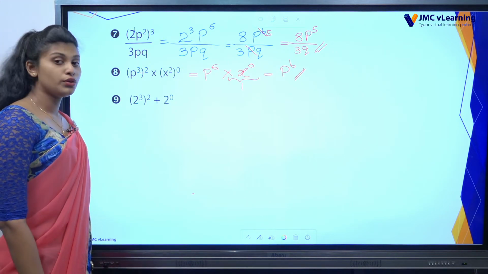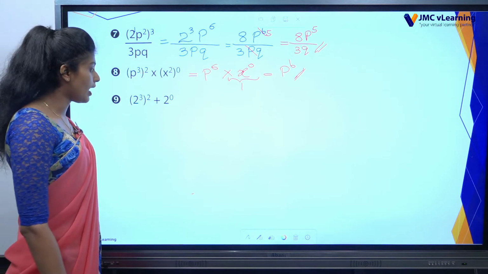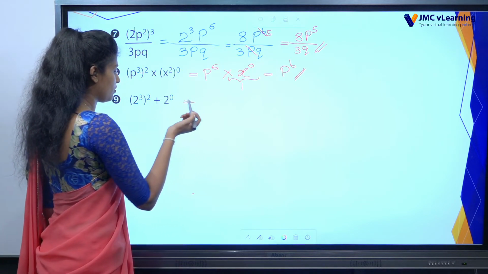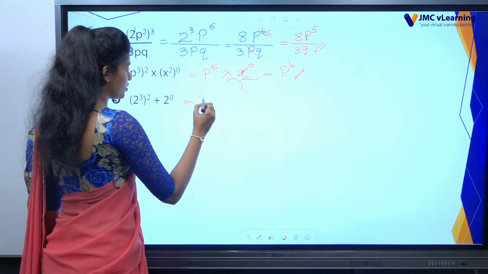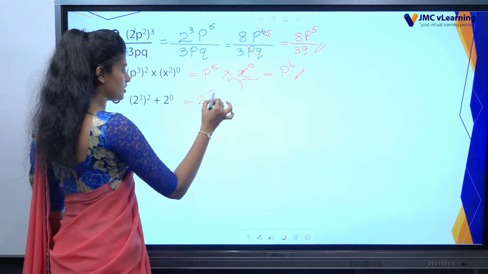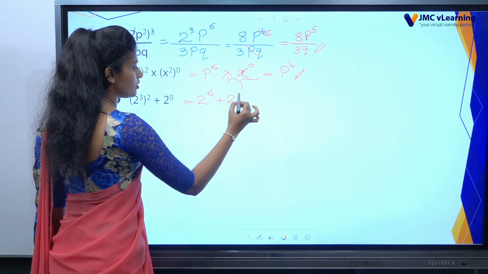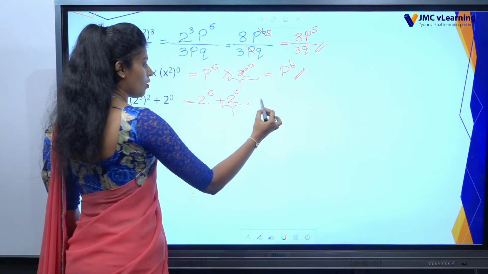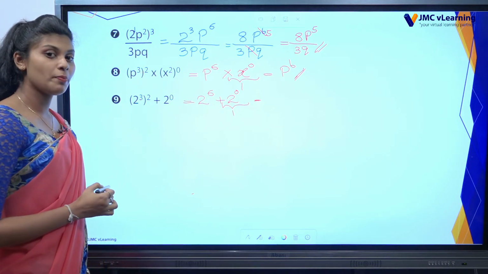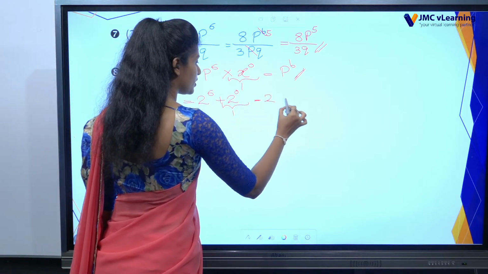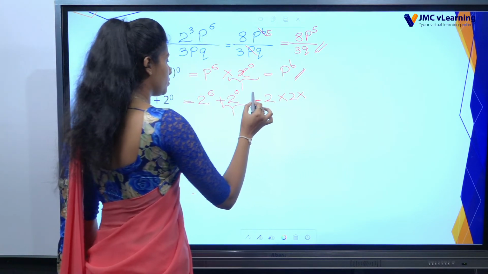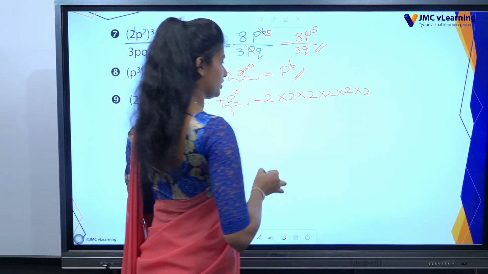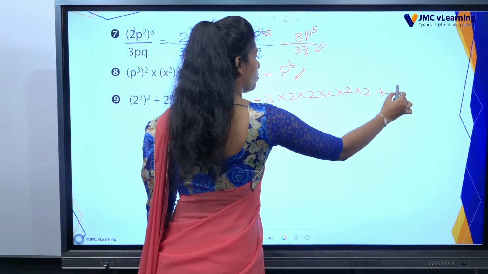The next one, 2 to the power 3 to the power 2, add 2 to the power 0. Then first let's multiply the powers. 2, 3 into 2, 6, add 2 to the power 0. Here 2 to the power 0 is equal to 1. What is the answer of 2 to the power 6? That means 2 you have to multiply how many times? 6 times. 2 into 2 into 2 into 2 into 2 into 2. Then 6 times, after add 1.